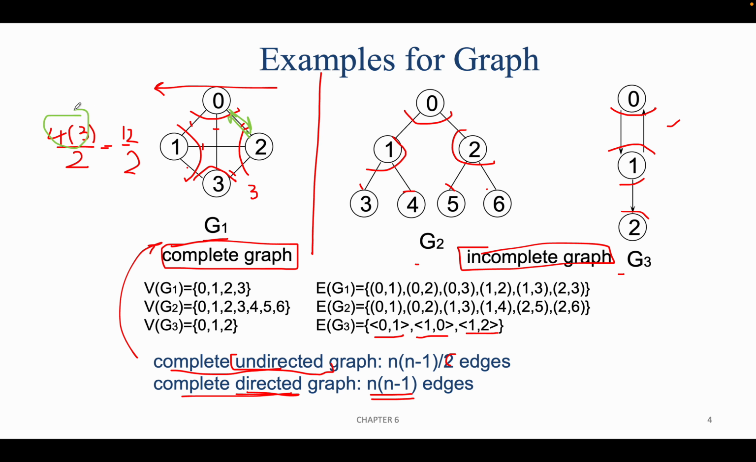Got it? So this is just a symbol. Last time you learned indirect, direct, and complete and incomplete. These are the terminologies that you need to know for the graph and how we call it.